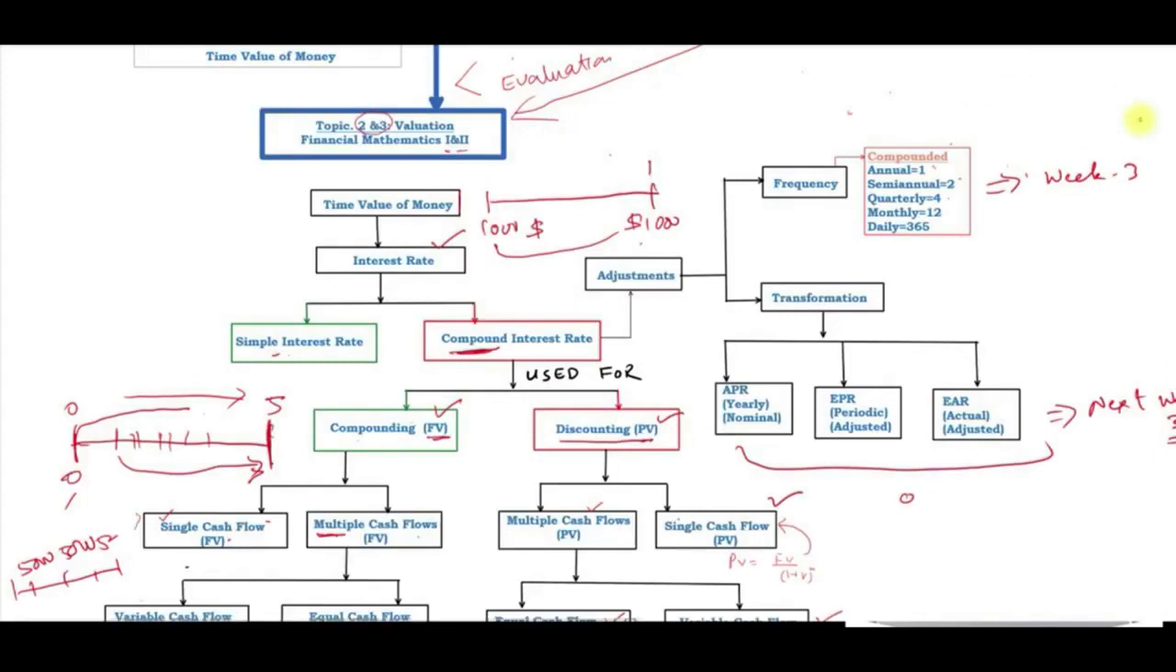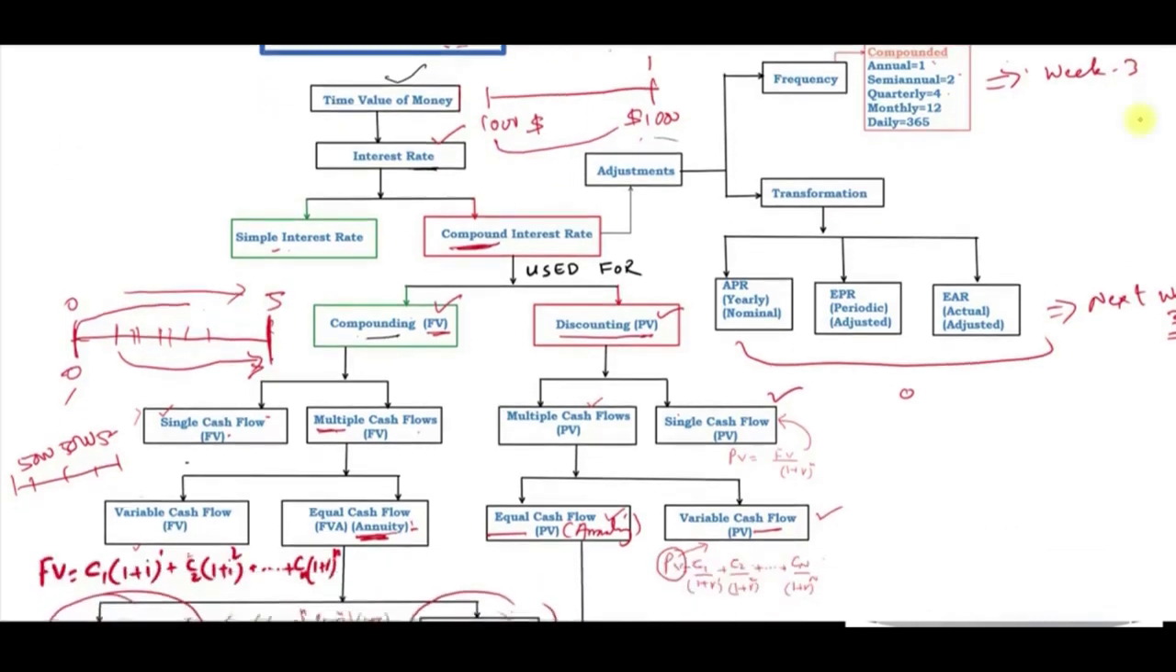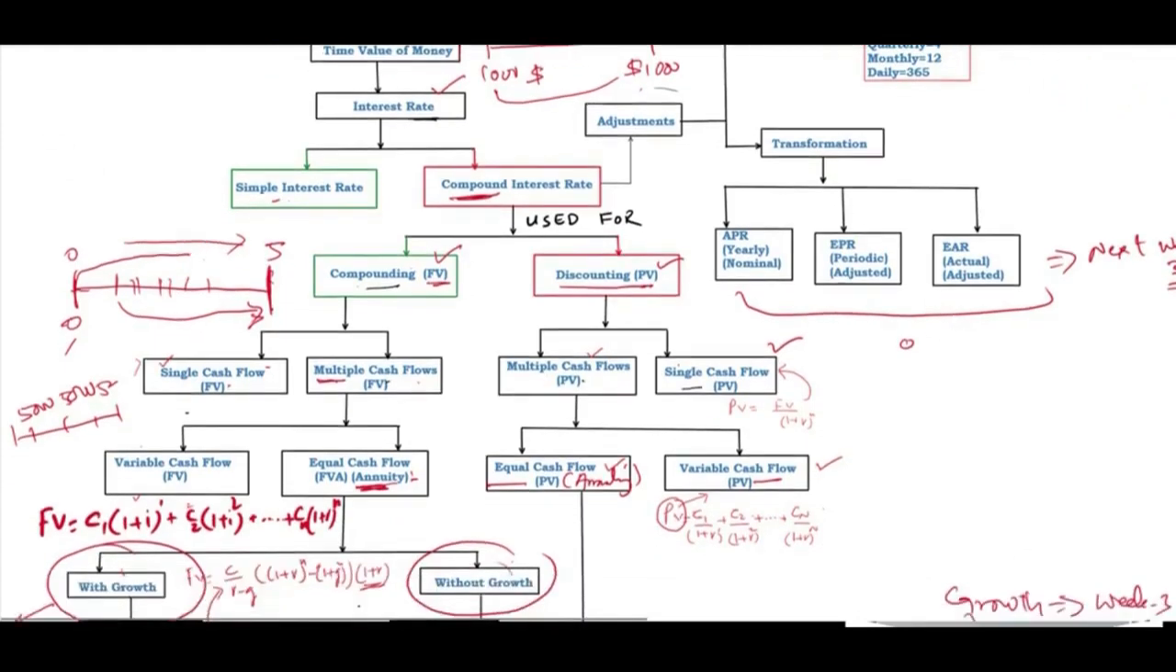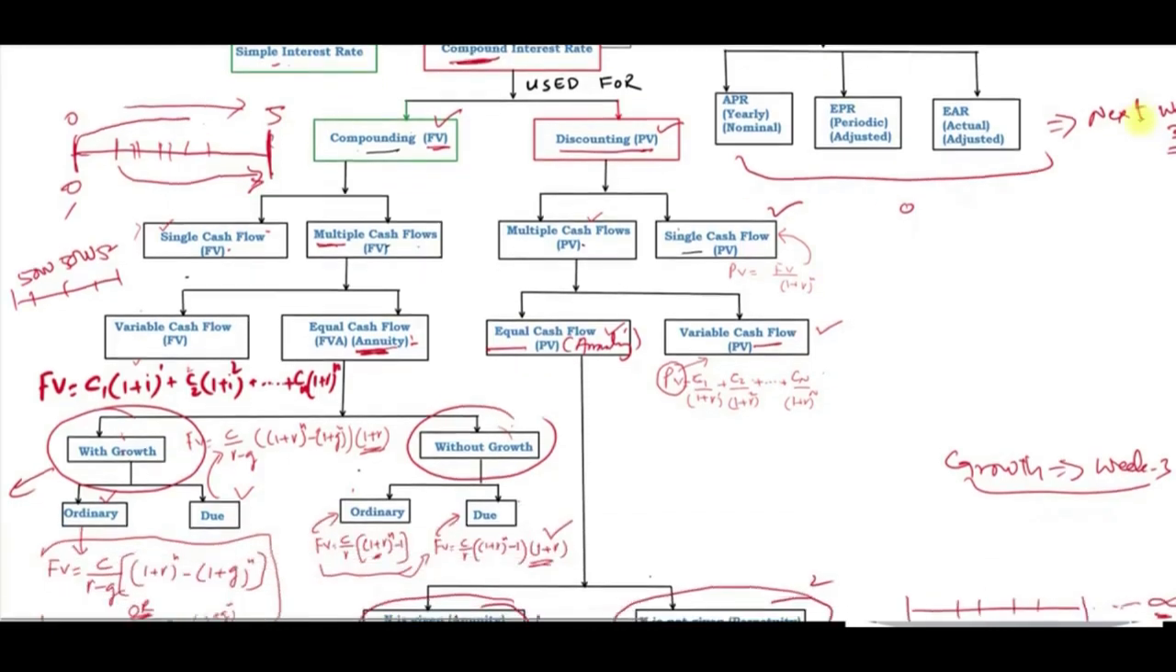Time value starts from the time value of money, and then we discussed interest rate: simple interest rate and compound interest rate. In compound interest rate we discussed compounding and discounting. These adjustments we will discuss in week 3. In compounding we had single cash flow and multiple cash flow, and in discounting we had multiple cash flow and single cash flow. For multiple cash flows we have two types: variable cash flows and equal cash flow. Equal cash flow we call annuity.